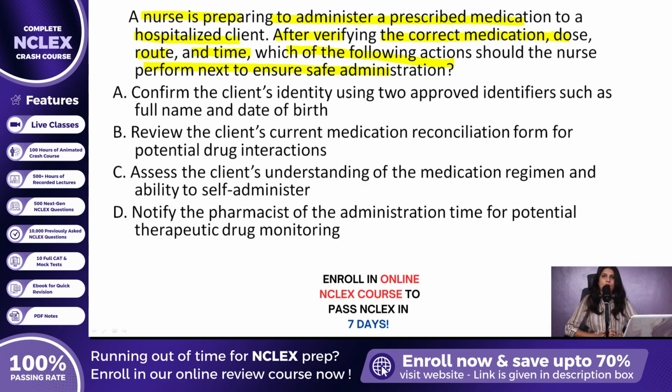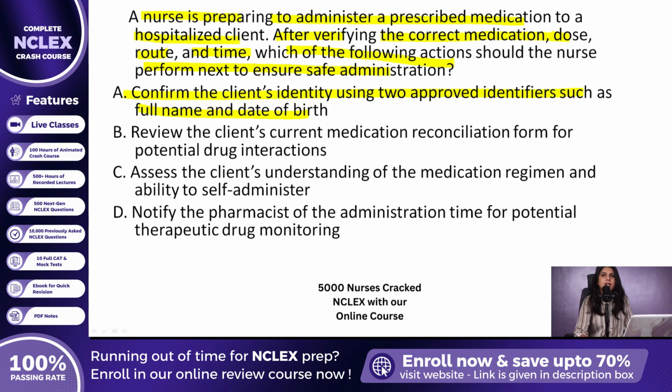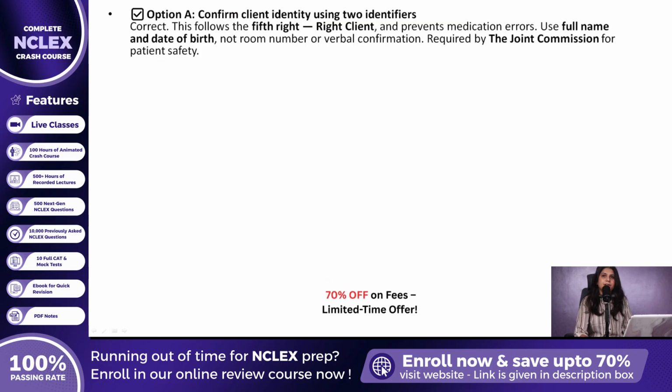The correct answer is Option A, confirm the client's identity using 2 approved identifiers, such as full name and date of birth. This is a direct application of the 5th right, right client, and is absolutely essential before proceeding with medication administration. After confirming that the medication, dose, route, and time are correct, the next step is always to verify that you are giving it to the right person. 2 identifiers are required by safety standards and must be objective, such as checking the client's wristband and verbally verifying their name and date of birth.